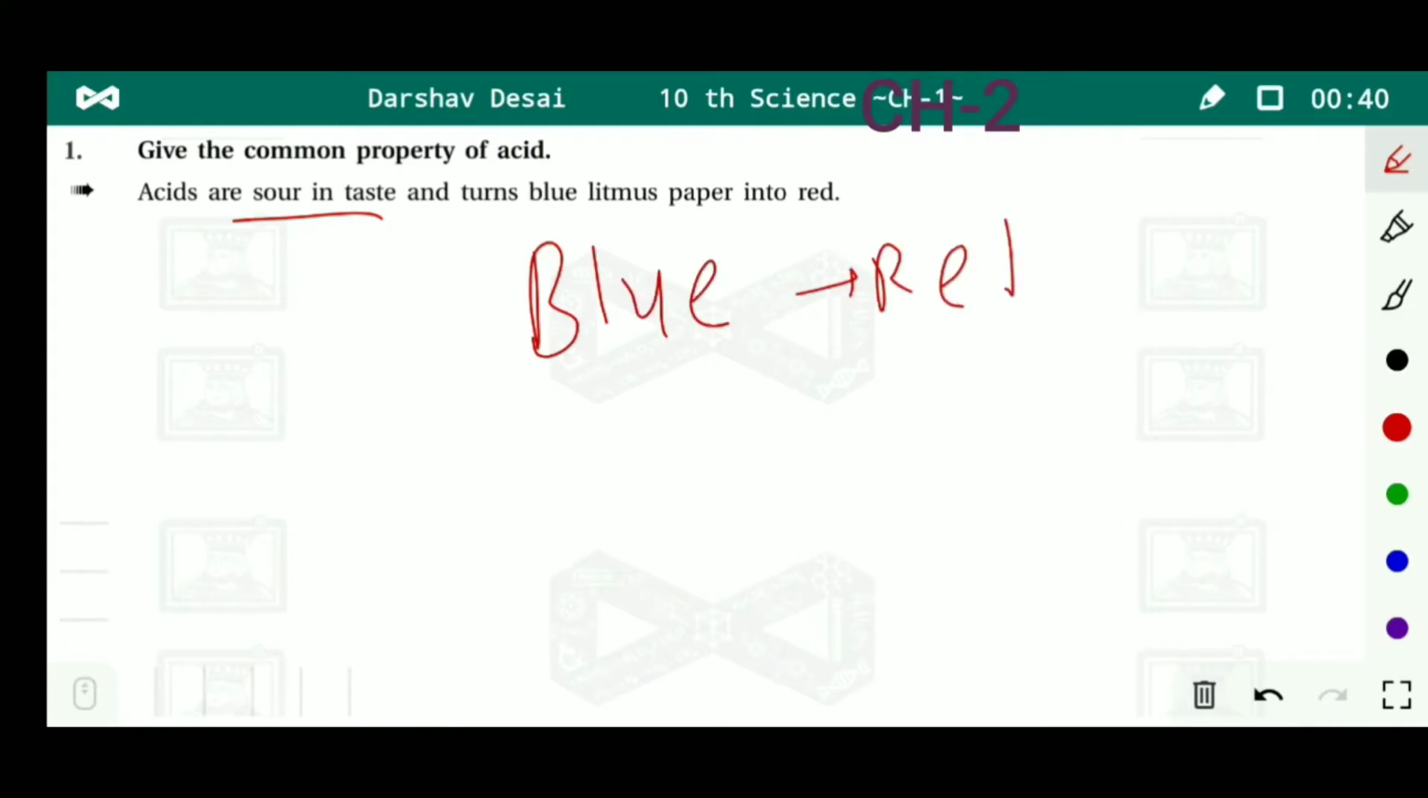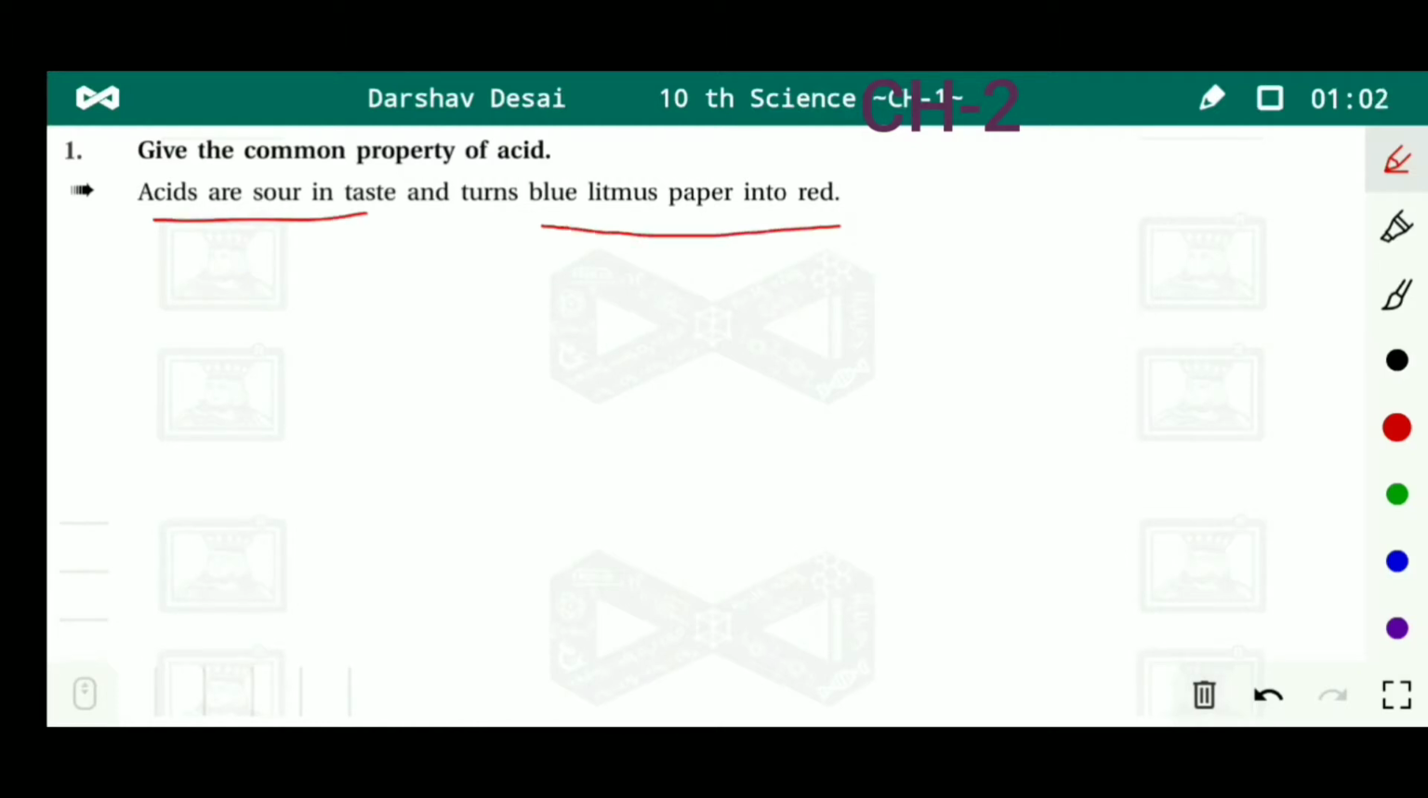We all know that to detect the presence of acid and base in any solution, we use litmus paper or some indicators. So acid turns blue litmus paper into red. So here are two characteristics of acid: acids are sour in taste and turn blue litmus paper into red color.